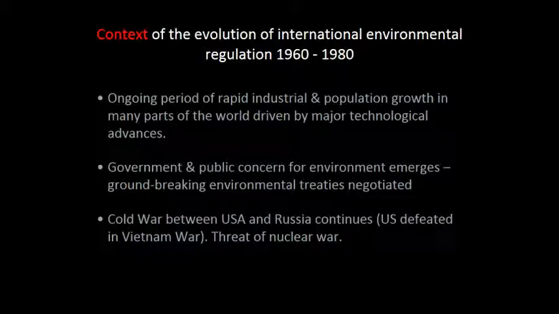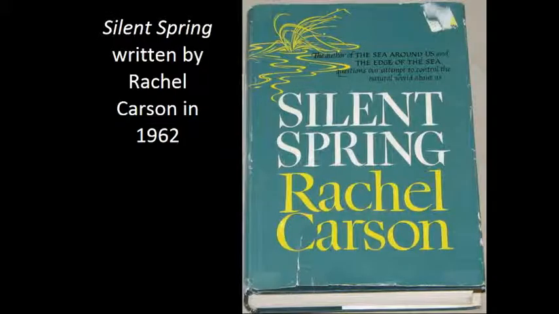The Cold War between the USA and the USSR continues. The US is defeated in the Vietnam War during this period. There's a threat of nuclear war. A groundbreaking, or seminal, book was written in 1962. So Silent Spring, written by Rachel Carson, is often seen as the start of the modern environmental movement in the USA, Europe and Australia.